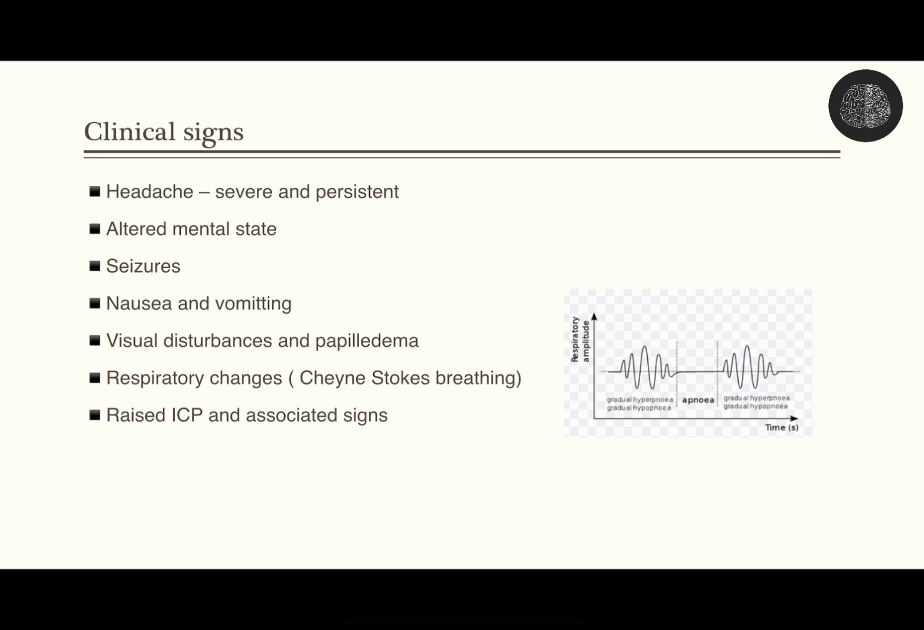You can also see some respiratory changes, and this one in particular is called Cheyne-Stokes breathing, where there are periods of hyperpnea followed by apnea, and it keeps alternating. There's also, of course, increased intracranial pressure and the signs associated with it, which also include headache, seizure. There might also be some weakness or paralysis, usually one-sided, like hemiparesis or hemiplegia, or difficulty moving limbs.